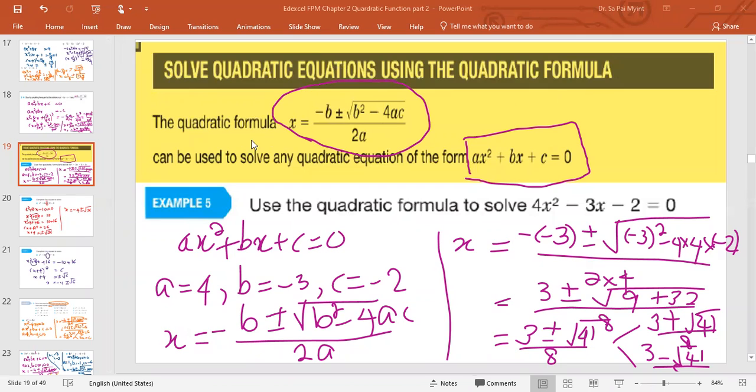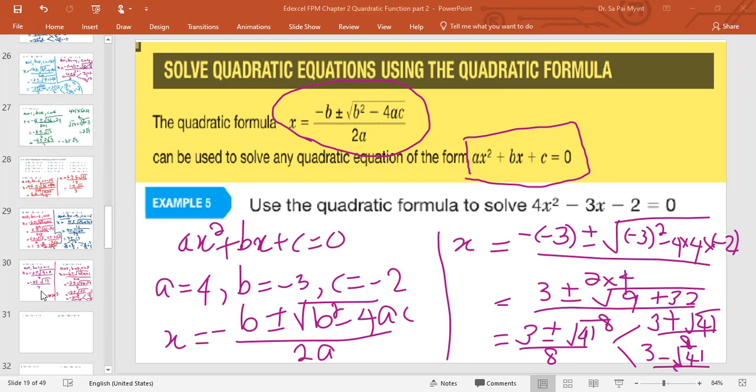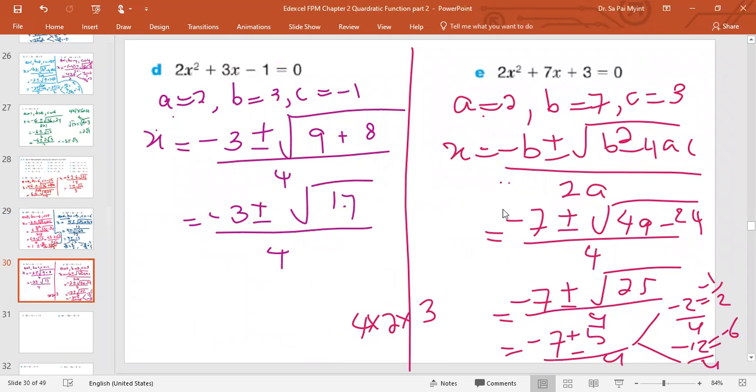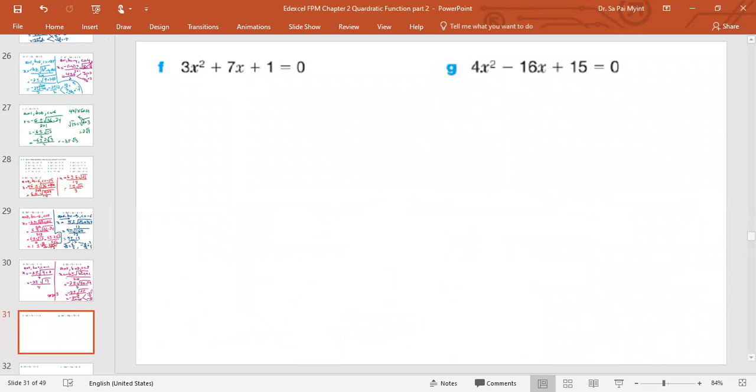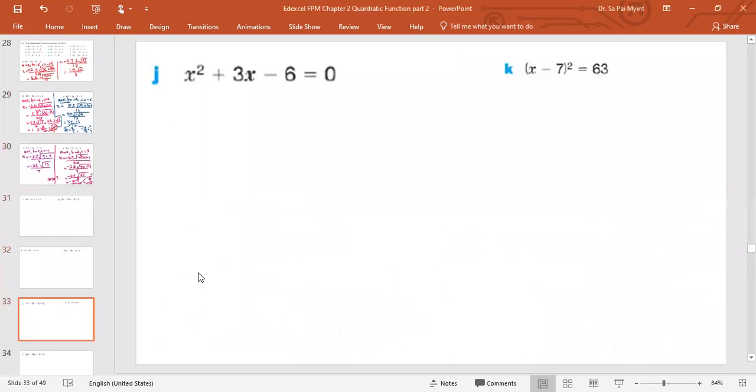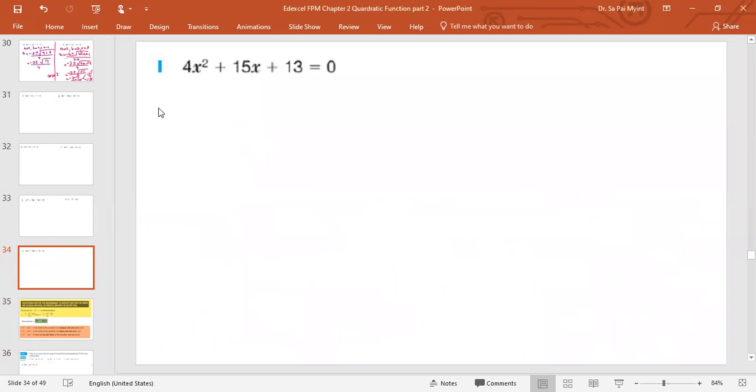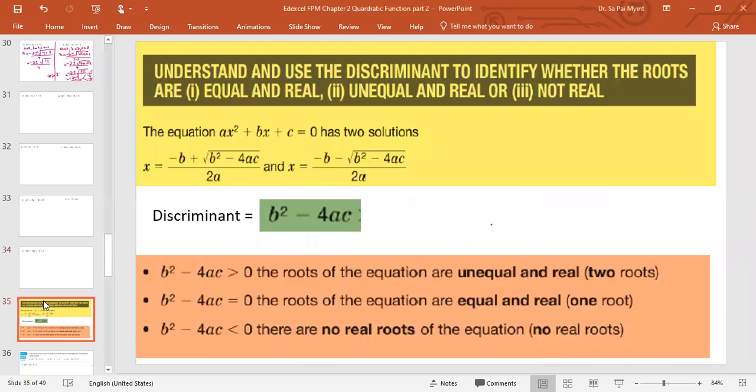There is Exercise 3, number 1. I have finished that, and then I'm doing Exercise 2. Exercise 2 has questions A to L. I finished A to D, and D and E, then F, G, H, I, J, K, L. You should do these yourself. Now, in Part 4, I teach about the discriminant.